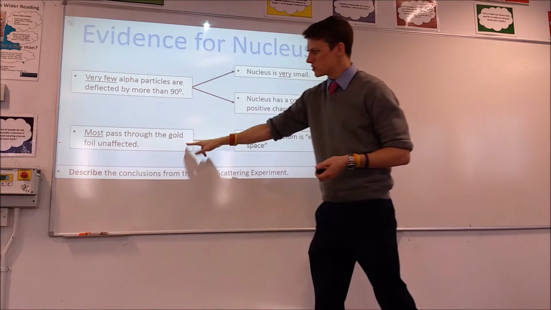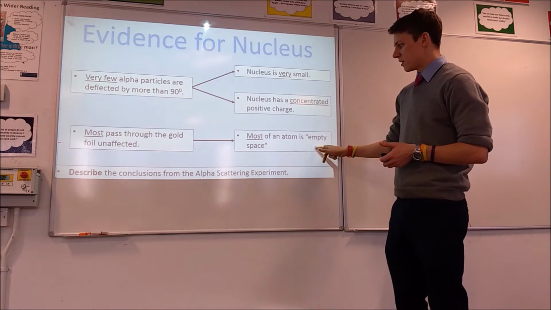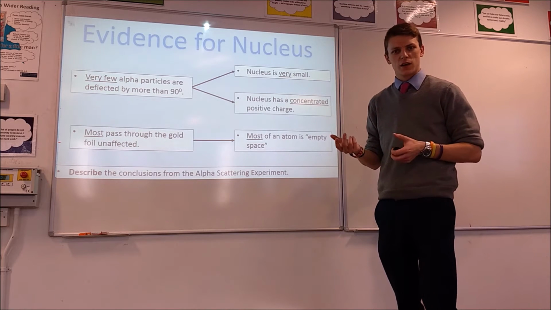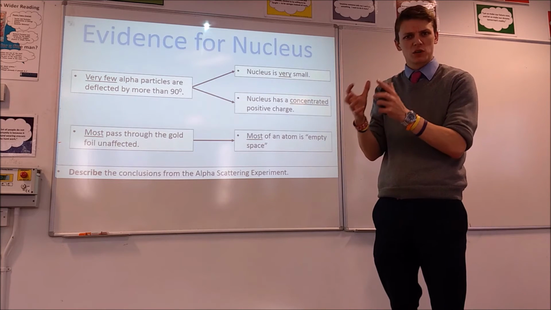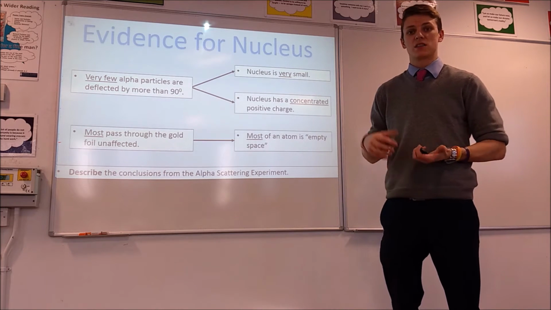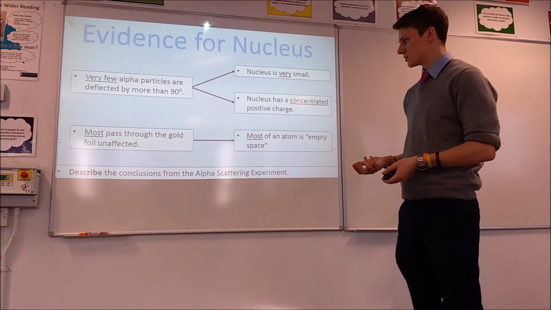The fact that most pass through the gold completely unaffected or minimally affected tells you most of the atom is actually empty space. So before they had this idea, an atom was thought to be built of solid parts, but actually what this said was that most of it is just empty space. The area we now know is occupied by the electron clouds around the nucleus.